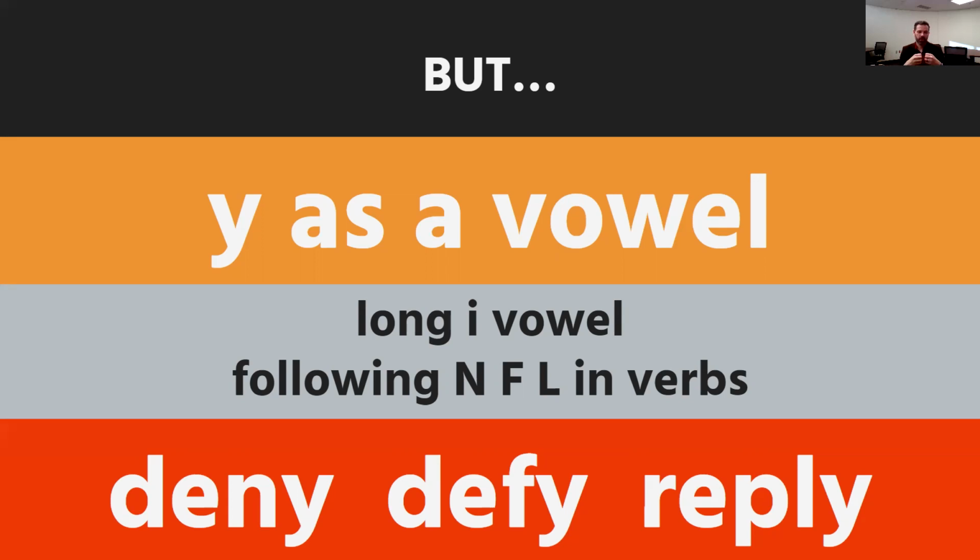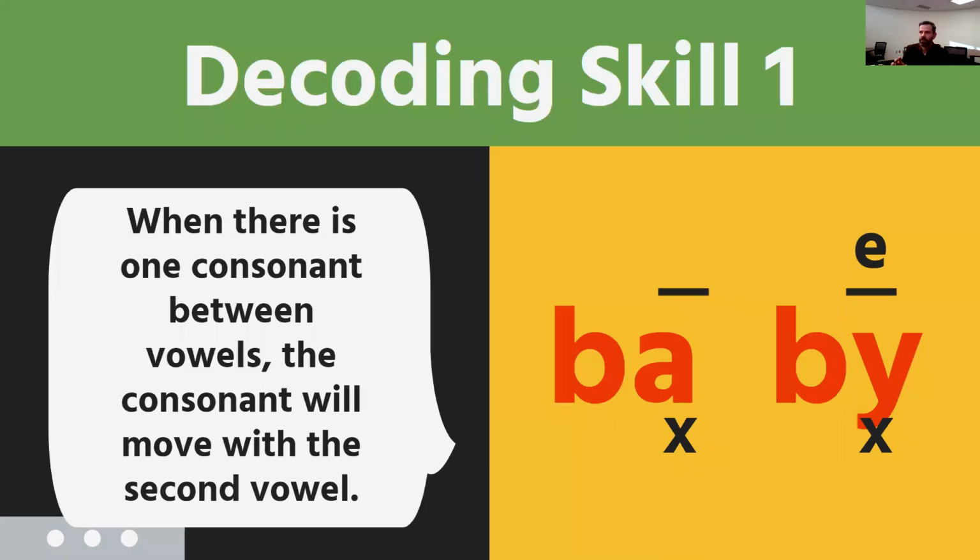But if we see multisyllabic words that are not verbs, then often the Y at the end does make the long E sound, like in the word happy. So let's look at a couple examples. Here's baby. We've decoded it. We identified the two vowels. There's an A vowel, there's a Y vowel.